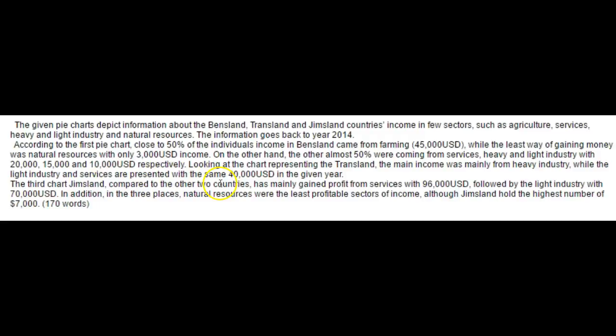Gippsland profited mainly from services with $96,000 of income, followed by light industry, no need for this, followed by light industry with $70,000. In addition, natural resources were the least profitable sectors for all three nations, although Gippsland experienced the highest income from this sector at $7,000.